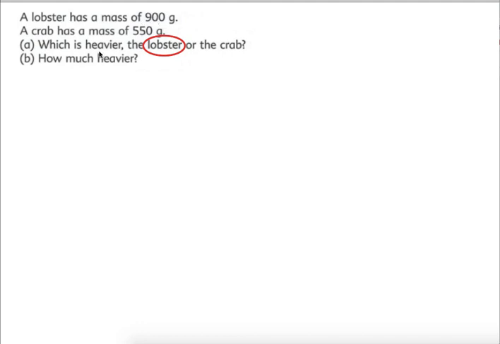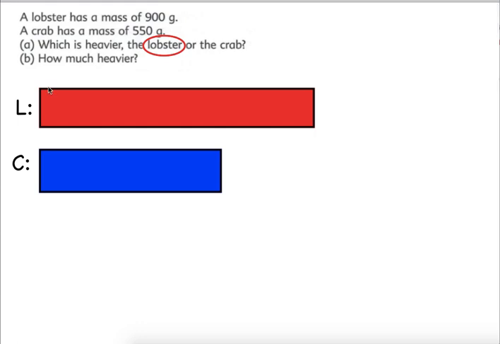Obviously, the lobster's bar is going to be longer because this one is comparing the sizes of the lobster and the crab. So I'm going to draw a bar representing the lobster. This is a longer bar because the crab weighs less and has less mass. So the crab is a smaller bar. And then I labeled each bar as L for lobster and C for crab. This is what we're looking for, the difference between the lobster and the crab. Okay? So if you think about it, it really is this portion right here. We are measuring or looking for this portion right here. Okay, this is what we're looking for.